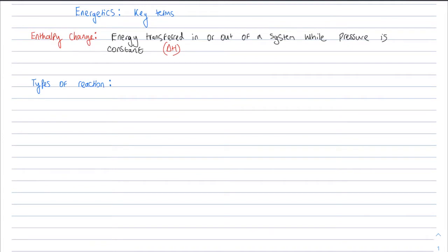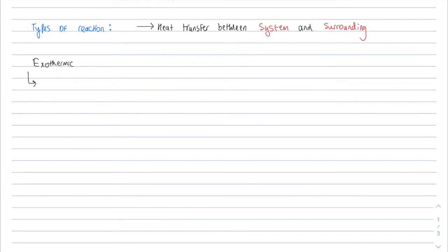Now, in your A-level chemistry course, you're going to encounter two types of reactions, and we're going to discuss them now. The two types of reaction you're going to encounter are exothermic reactions and endothermic reactions. Before we carry on talking about heat transfer, I want you to understand that when we talk about heat transfer, we're talking about heat transfer between a system and its surroundings. Now, in an exothermic reaction, energy is transferred from the system to the surroundings.